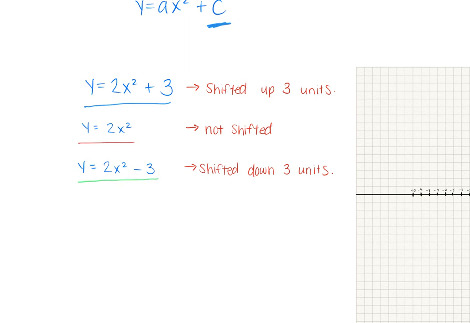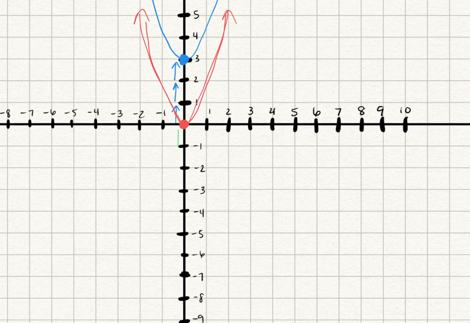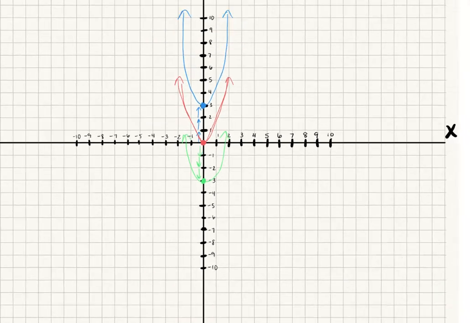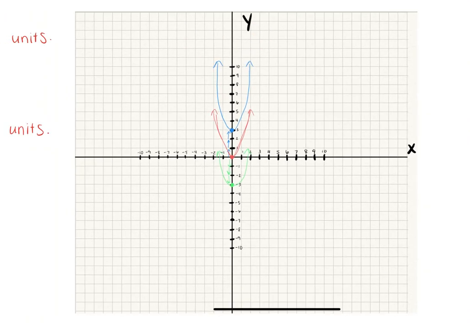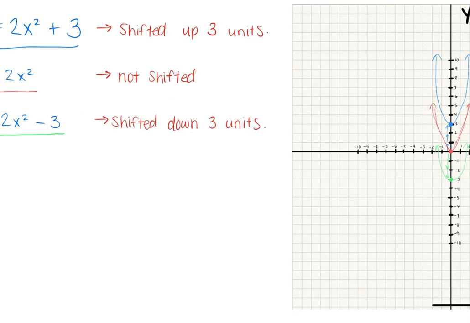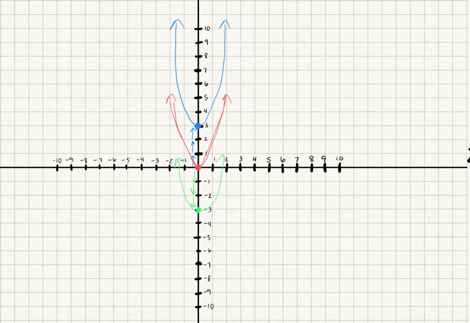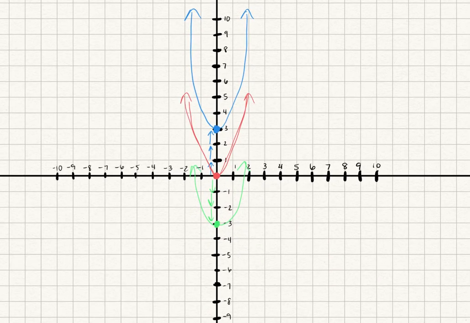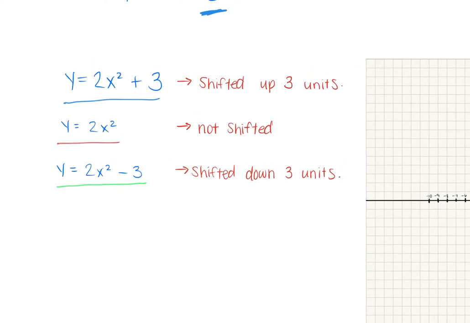y equals 2x squared minus 3. That's going to be a shift 3 units down. 1, 2, 3. So here is our vertex now. Boom, and boom. Now, if you guys were to plot all of the points, you would see the exact same thing. You would be like, oh, okay, I see that my graph shifted 3 units down. But it's much easier to recognize it based on the equation that they give you.